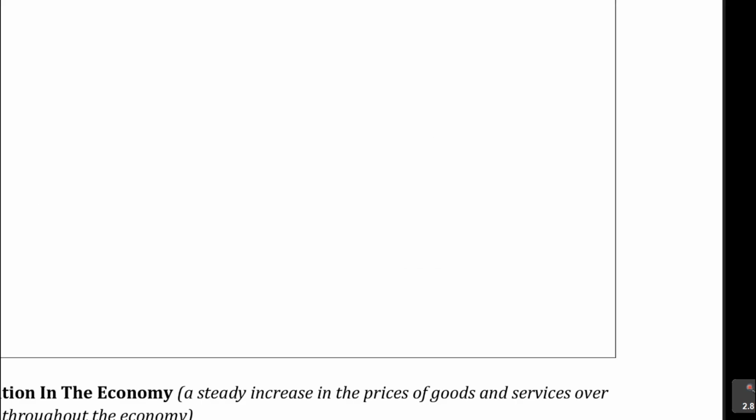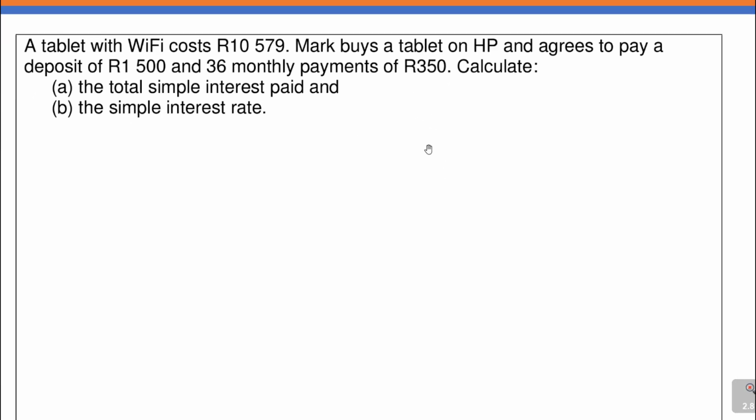Again, we're looking at what here? Still on hire purchase, a tablet with Wi-Fi costs 10,579. Mark buys a tablet on hire purchase. HP means hire purchase. So a tablet with Wi-Fi costs this. This is the cost of the tablet. And then Mark buys the tablet on HP and agrees to pay a deposit. There is a deposit and 36 monthly payments of 350. Calculate the total simple interest paid and the simple interest rate.